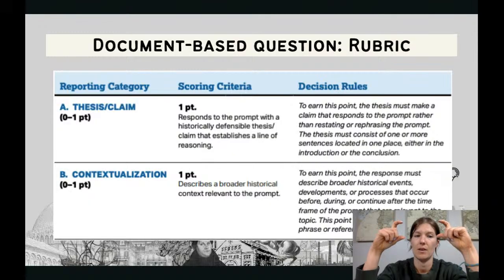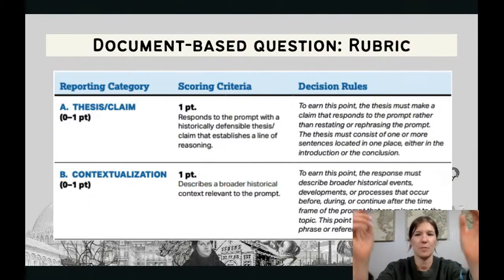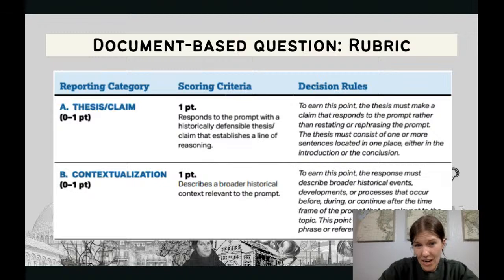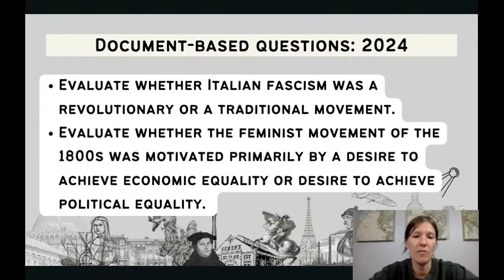when I get down to your thesis statement? Then you're going to answer the question with a thesis statement that establishes a historically defensible line of reasoning, which means you can't just say, for example, the feminist movement was motivated primarily by a desire to achieve economic equality. Because that's not establishing a line of reasoning. That line of reasoning just means, again, that you have to use the word because. You can say the feminist movement of the 1800s is motivated primarily by a desire to achieve economic equality because, and then a reason that you have from your documents, that would be totally appropriate.